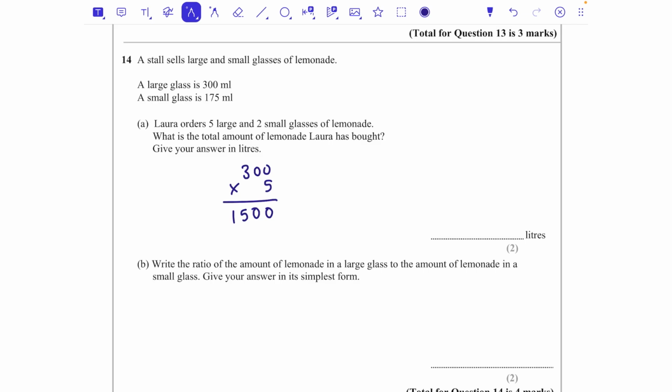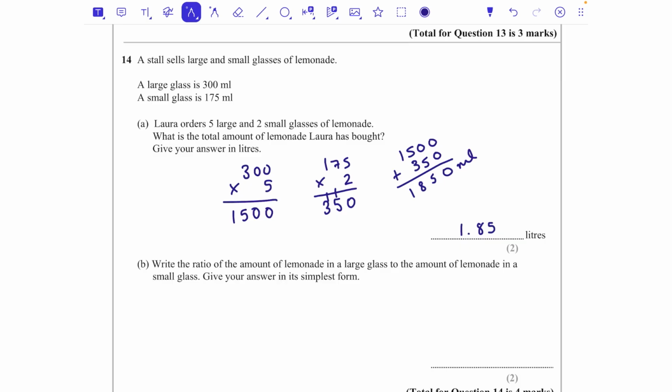And she's bought 2 small glasses, so 175 multiplied by 2. 2 times 5 is 10, 2 times 7 is 14, add the 1 is 15, and 2 times 1 is 2, add that 1 is 3. So 350 there. Let's add those values together. 1,500, add 350, and that is 1,850 millilitres. However, we are asked in the question to give our answer in litres, and we know to get from millilitres to litres, we're going to be dividing by 1,000. So that is going to be 1.85 litres.